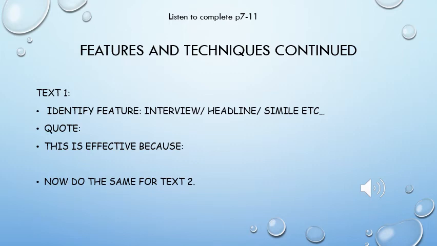For example, did it help to clarify the writer's point of view? Did it help to convey the emotion of the writer? Or did it make the point more persuasive? There are obviously many reasons as to why the particular technique you have selected may well be effective, but those are a few examples of what it could be. Once you have completed that for text 1, go through the same process for text 2.